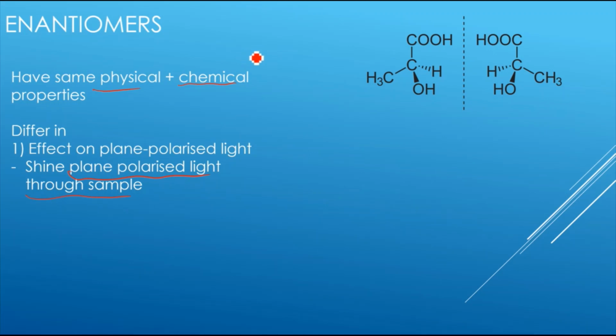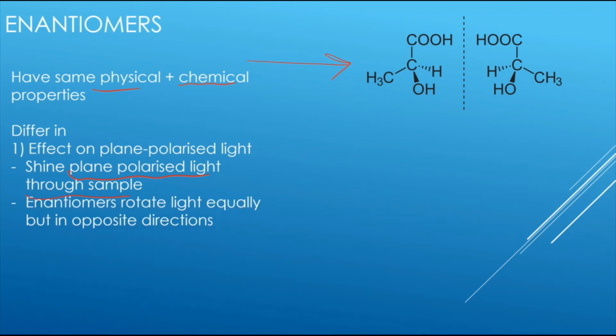So for example, I would shine the plane polarized light through there, and the different enantiomers would rotate the light equally, but they would rotate the light in opposite directions. Now this is what would help me differentiate between the two enantiomers.